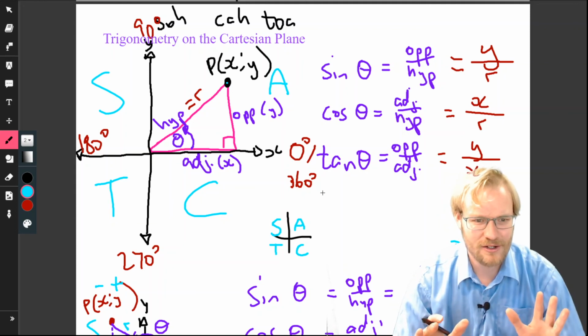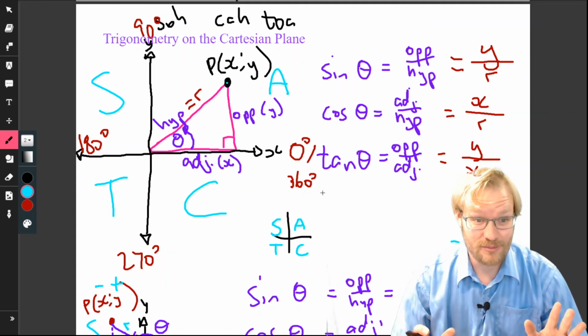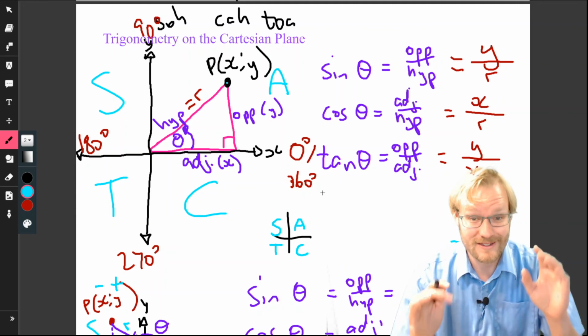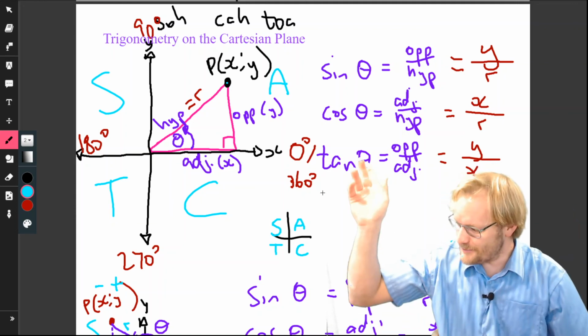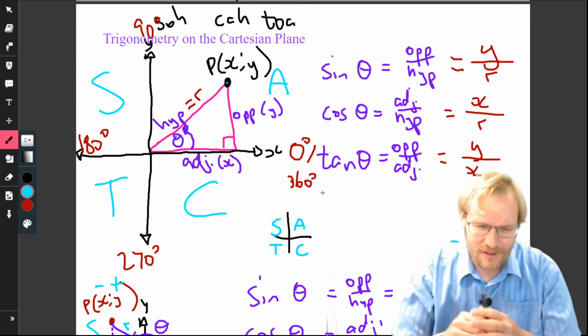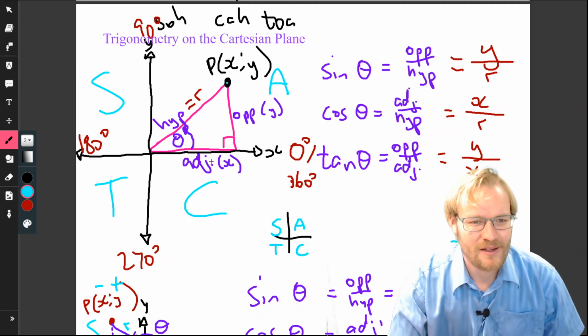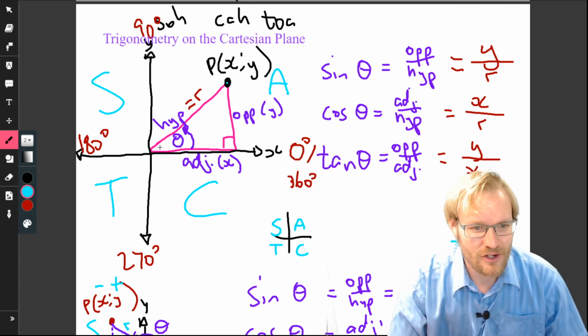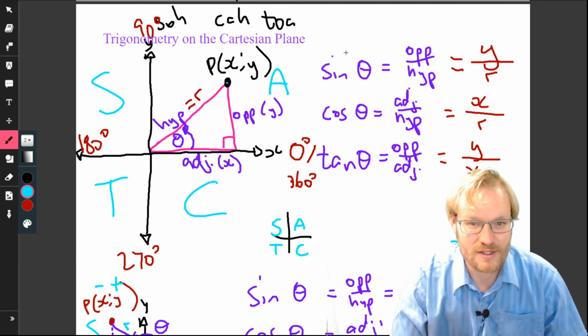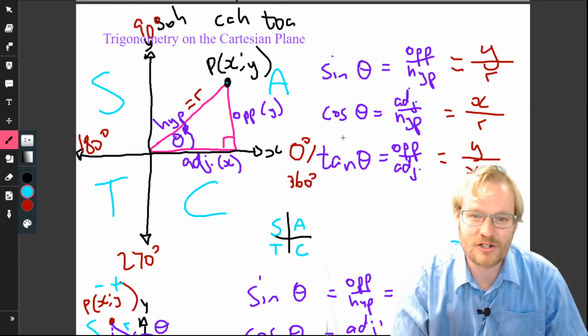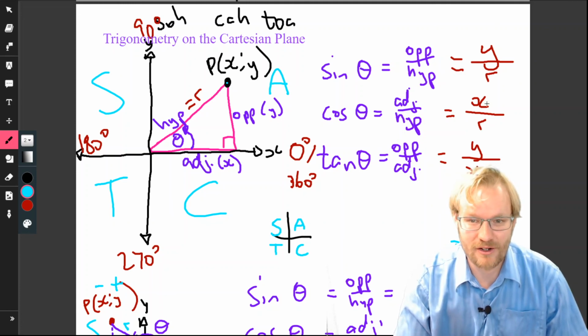Okay, so that's our trig on the Cartesian plane. It's looking like a lot right now. We've got all this triangle and this busy diagram over here. And it is quite busy. The starting point was just draw our triangle in the first quadrant so we can translate what we already know, SOHCAHTOA, into X, Y, and R.